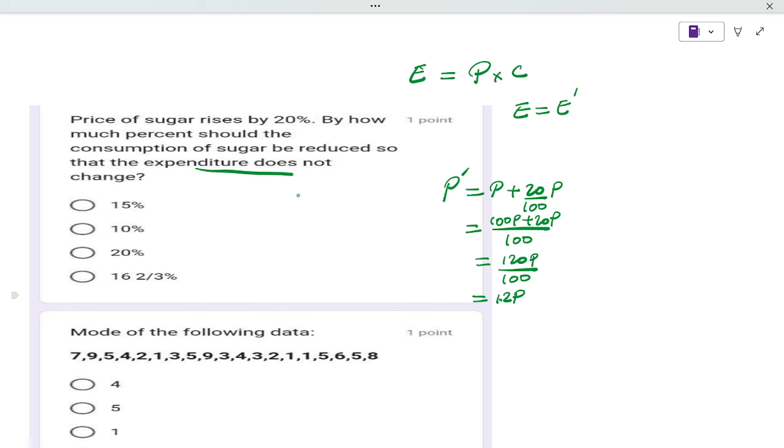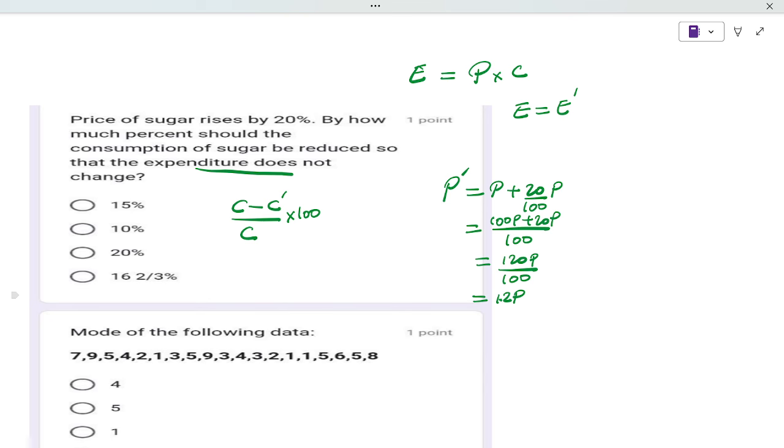Here the new consumption has to be reduced, because it's mentioned that the consumption of the sugar is reduced. The original consumption is C and the new consumption is C dash. So the percentage reduction of the consumption is C minus the new consumption divided by the original consumption into 100. Alright, keep this in mind.